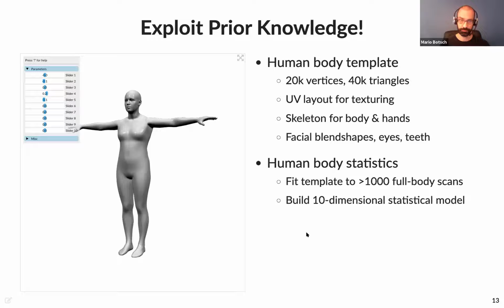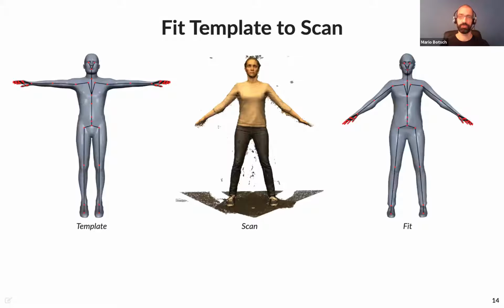Now this model, we now want to fit to our data. So we have the template on the left, we have the scan in the center, and we want to pose and deform the template such that its geometry closely matches the geometry of the person that we scanned.